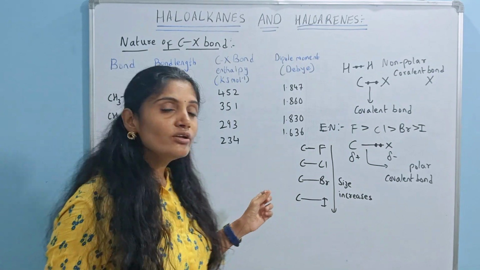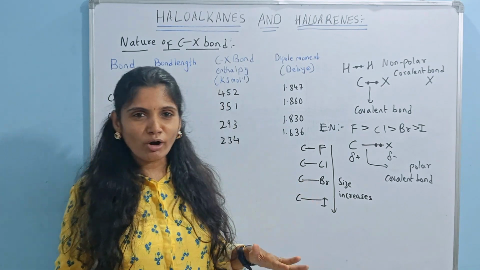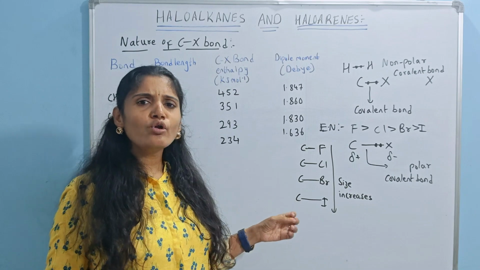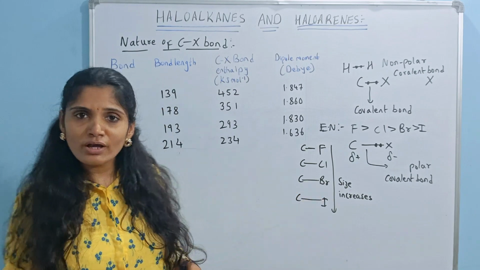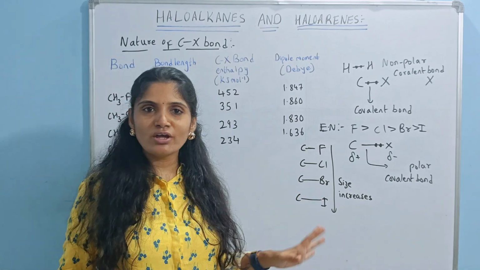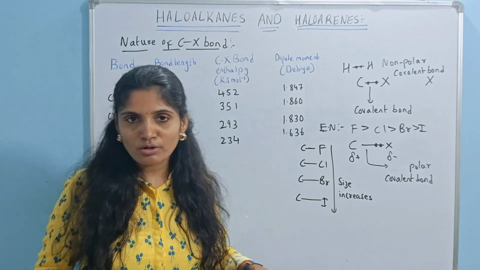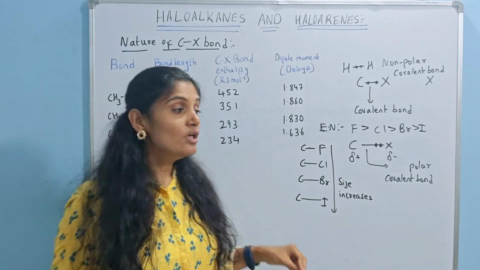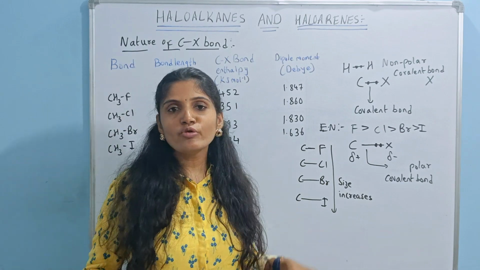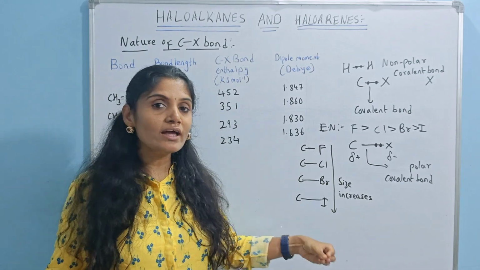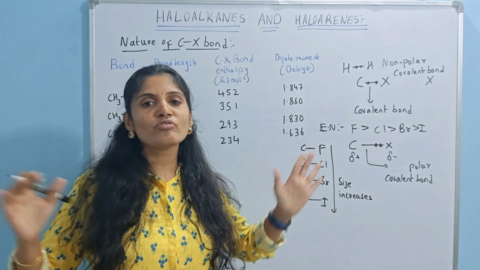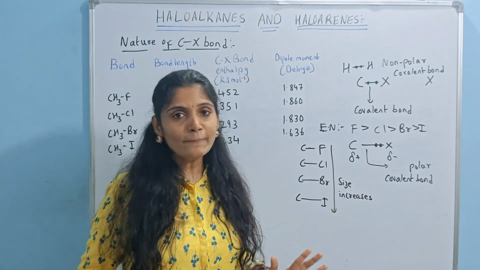Now when it is very easy for me to break the bond, I need not use so much energy to break the bond, because to break the bond I need to give energy. So here I need not give so much energy to break the bond, because the bond is very weak, as the shared electrons are not so much controlled by the nuclei of both the atoms.